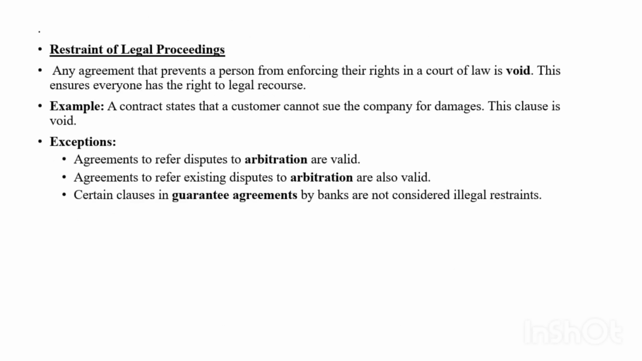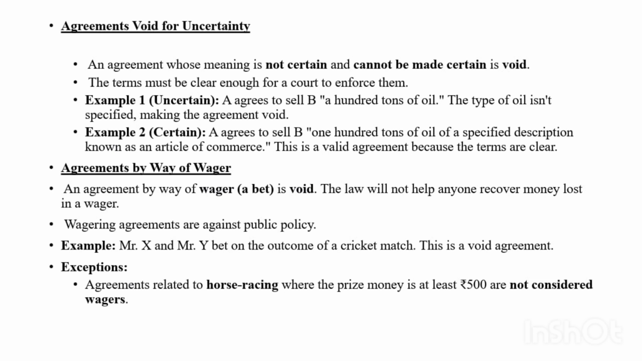The next one is restraint of legal proceedings. Any agreement that prevents a person from enforcing their rights in a court of law is void. This ensures everyone has a right to legal recourse. A contract states that a customer cannot sue the company for damages. This clause is void. Agreements void for uncertainty. An agreement whose meaning is not certain and cannot be made certain is void. The terms must be clear enough for a court to enforce them.